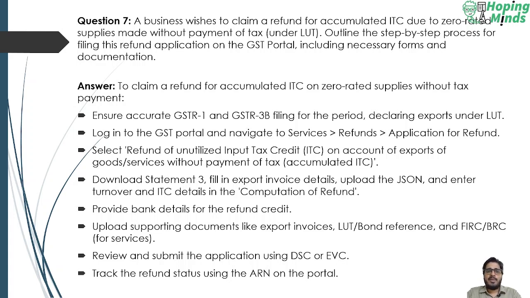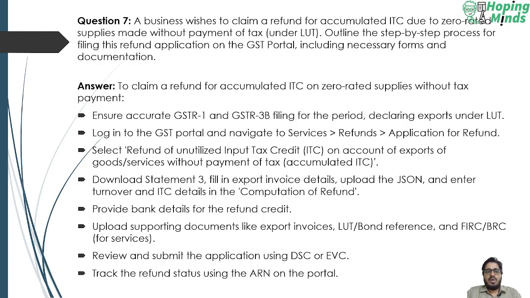So to claim a refund for accumulated input tax credit on zero rated supplies without tax payment includes the following steps. Ensure accurate GSTR 1 and GSTR 3B filing for the period declaring exports under LUT. So the turnover against such export must be reported in the relevant column of the GSTR 1 return, and it must be reported as an export.